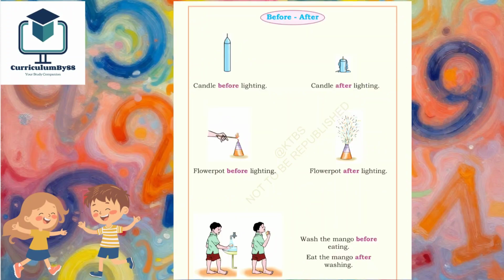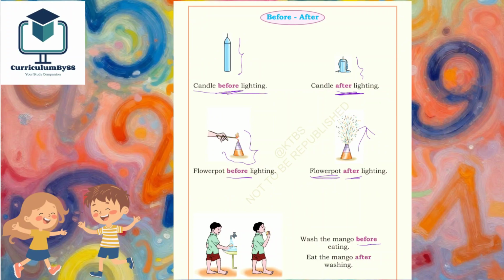We are doing before and after. Candle before lighting. So the perfect candle before lighting. What will happen to the candle after lighting? It will become like this. So here it is before and here it is after. Flower pot before lightning. It was looking like this before the lightning and flower pot after lightning is this one.